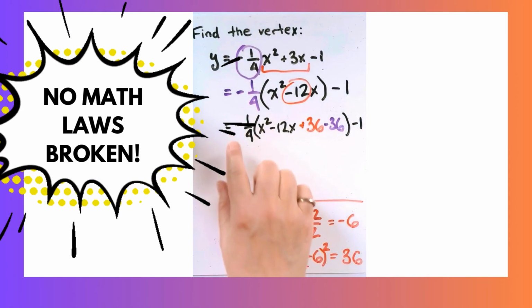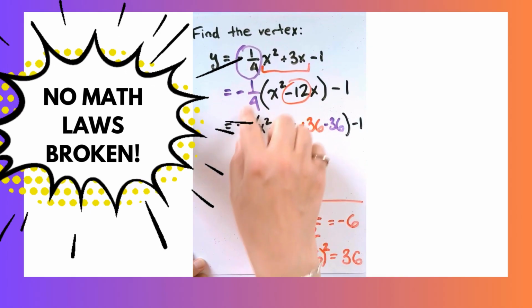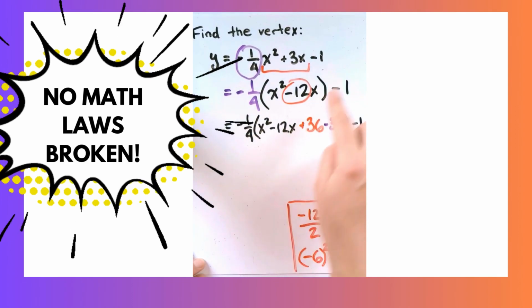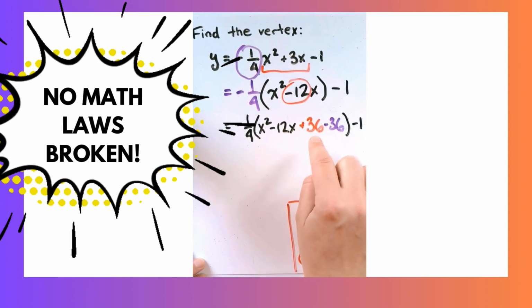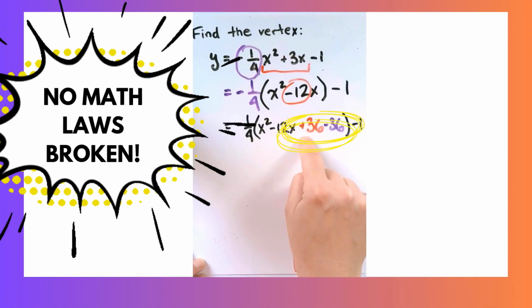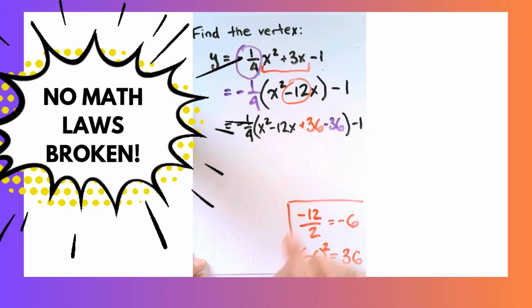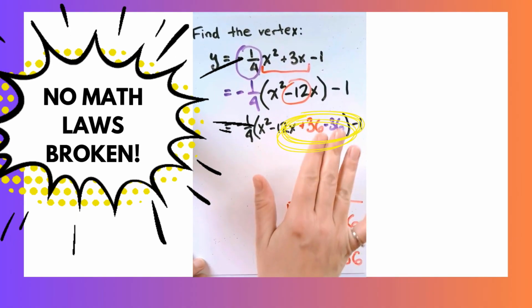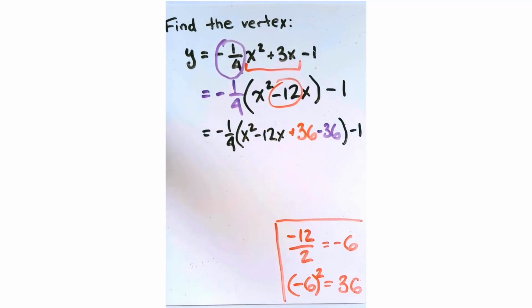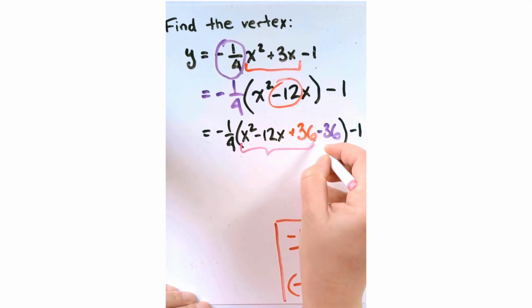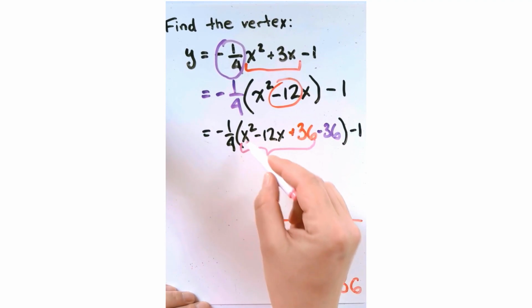So again, I didn't violate any math laws because I rewrote the exact same thing. These two are equivalent. There's an equal sign. I rewrote it the exact same way, except I have this +36 and -36, which adds to 0. So again, it does not violate the math laws here. And why did I do this? Because this part is going to help me do something called completing the square.